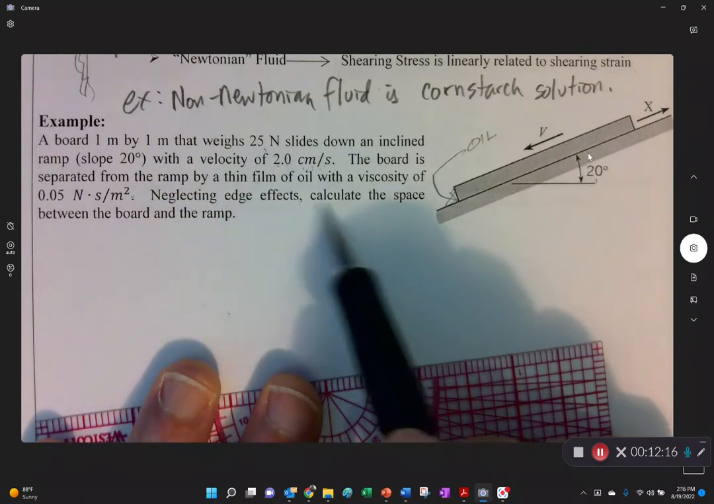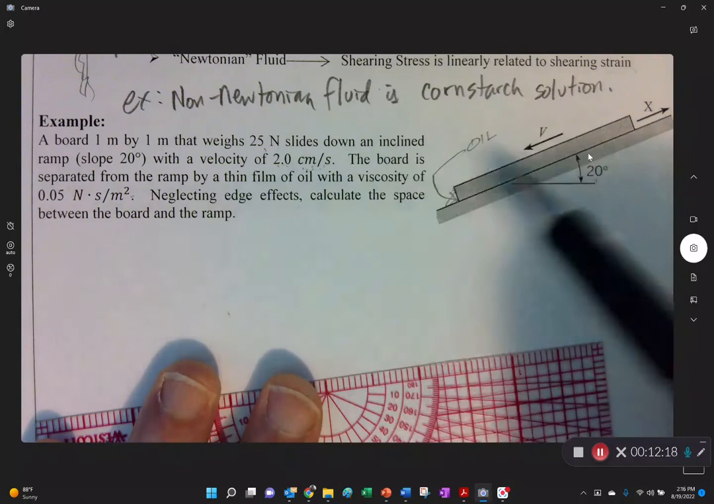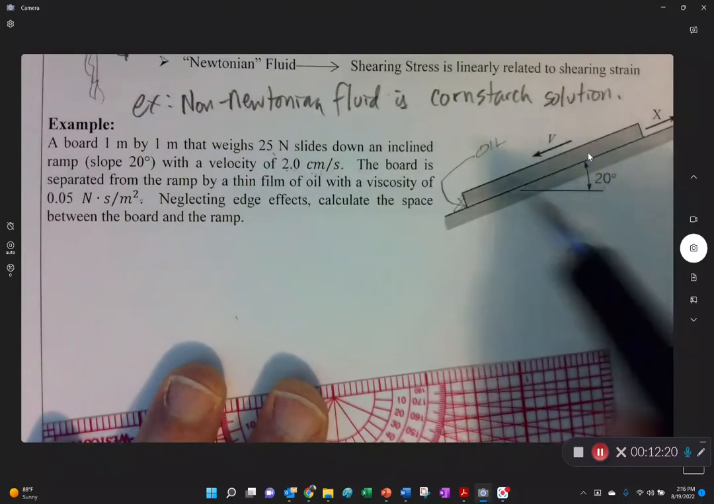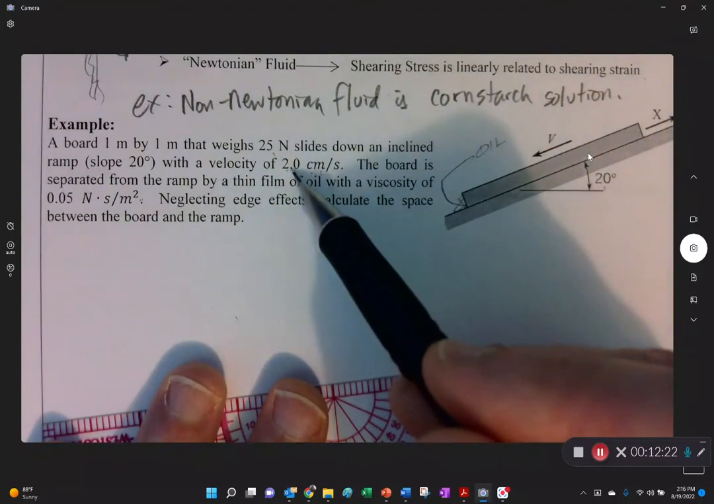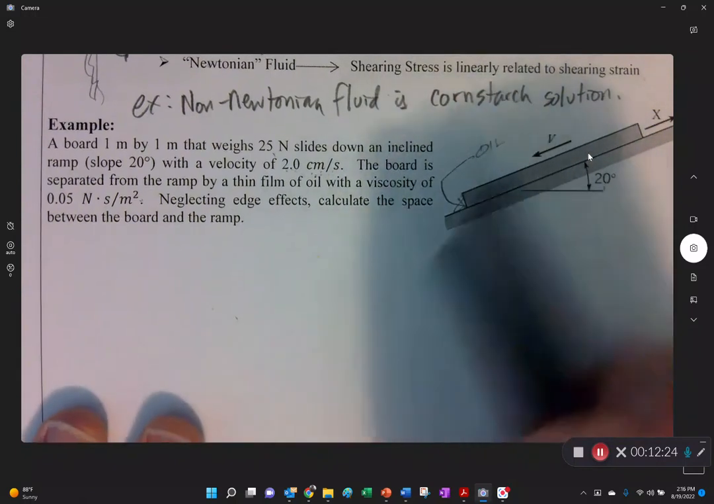Neglecting the edge effects, calculate the space. So how much space is in between those two things if we're observing this thing is moving at that speed? One of the first things that we should do is a free body diagram.